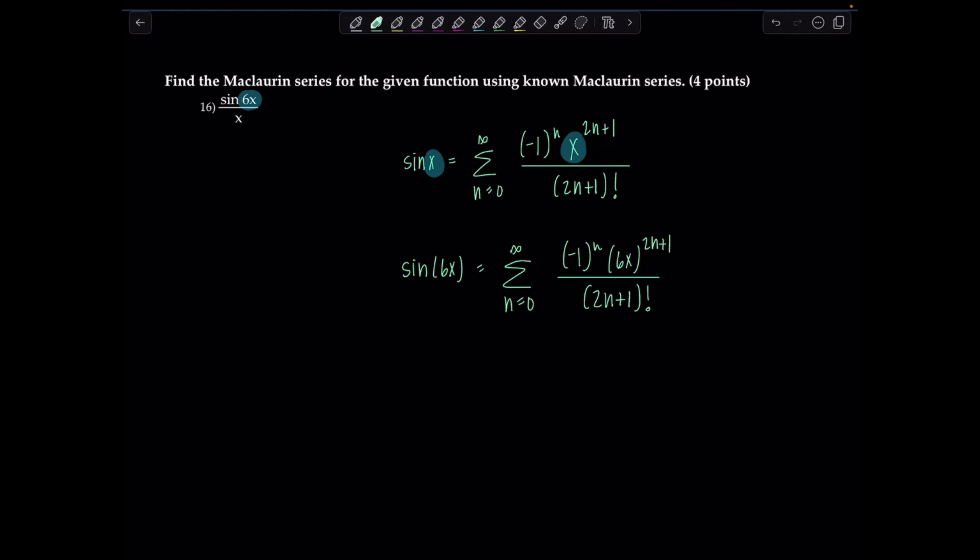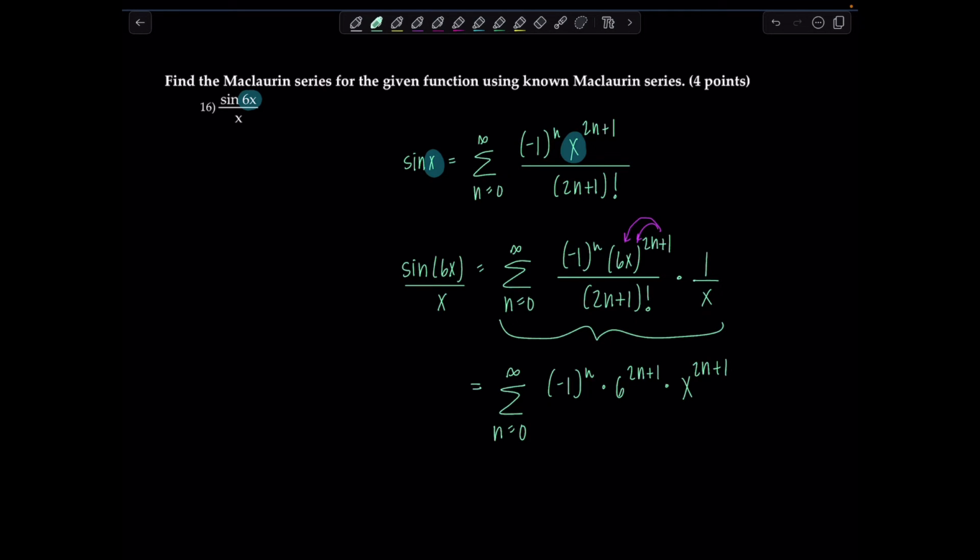And then we're pretty much there. I just have to divide by x. And that's the same as just multiplying by 1 over x. So now my job is, let's clean this guy up. So there's just a couple things to do. So we have the sum, n equals 0 to infinity, -1 to the n. You do want to distribute that 2n plus 1. Okay, so you're going to have 6 to the 2n plus 1 times x to the 2n plus 1 over 2n plus 1 factorial. And then now I also have that little x down there, this guy.